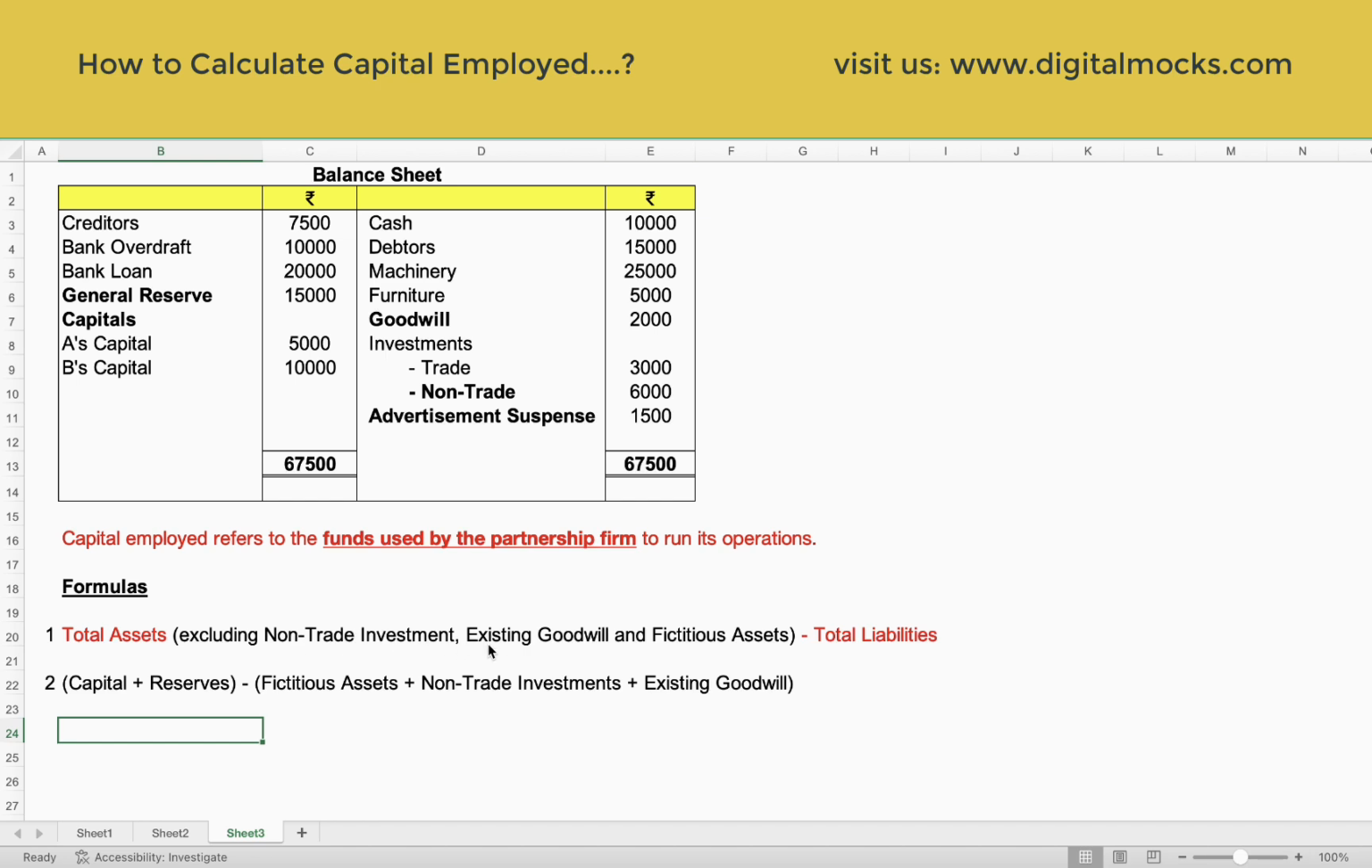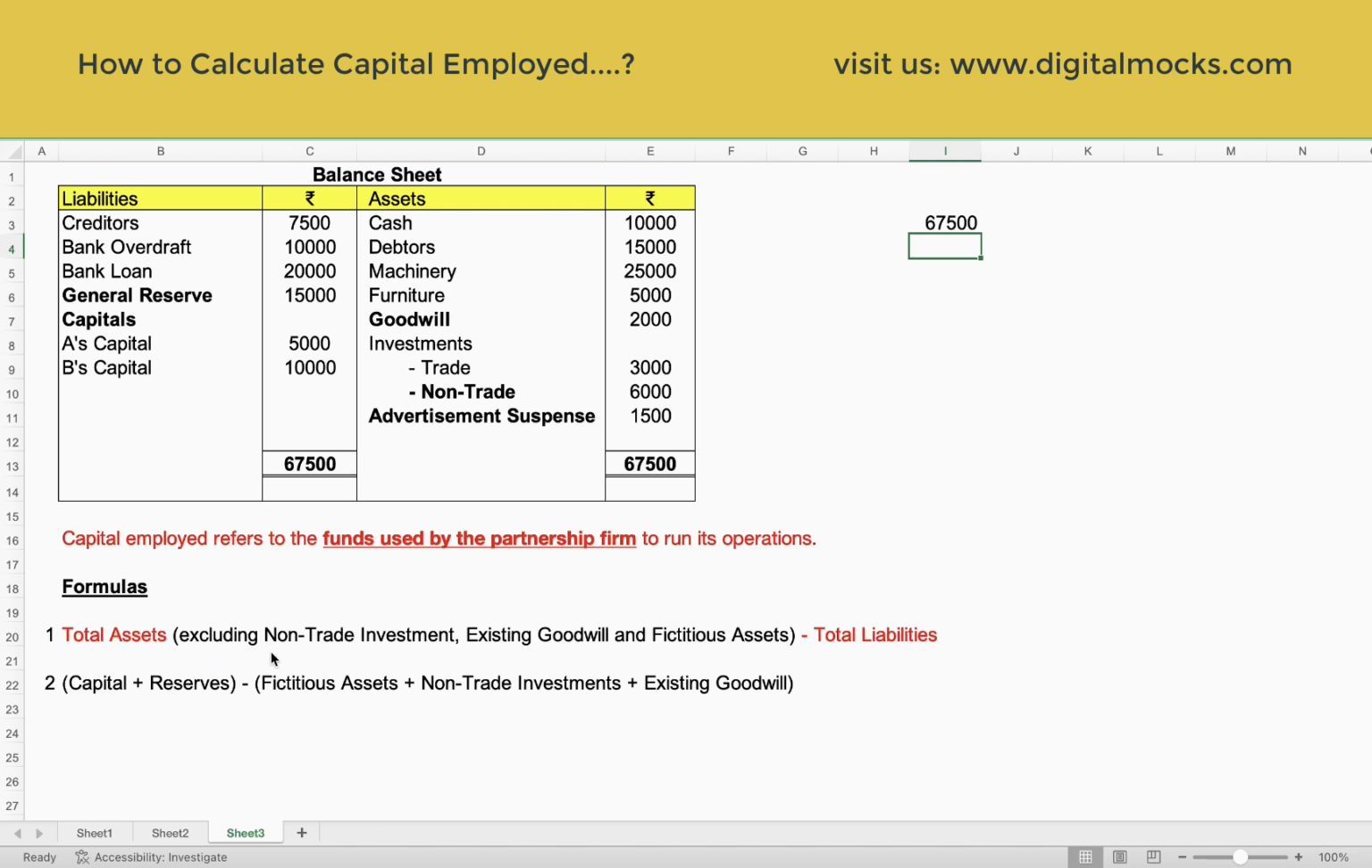And apart from that, we have to exclude existing goodwill and fictitious assets also from the total assets. Okay, so I have taken one balance sheet, with both the asset side and the liability side. This is the asset side and this is our liability side, right? So using this balance sheet, now we will see how to calculate capital employed. According to the first formula, first I will take total assets. My total asset is 67,500. This is my total asset, right?